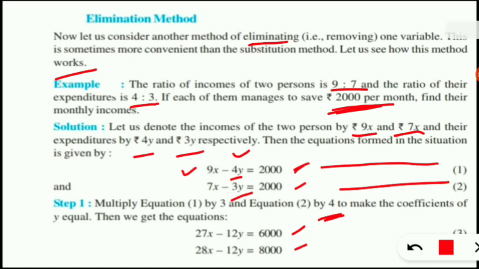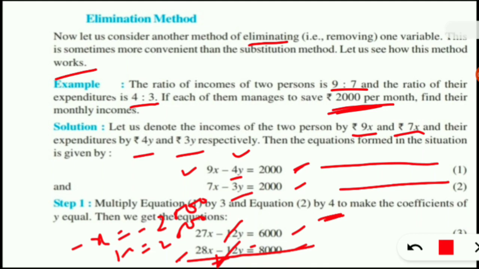Okay, now we subtract this, that means this is minus and this is plus. Clear? So minus 12y plus 12y cancel. Okay, and this is also minus. Here 27x minus 28x, that is minus x, equal to 6000 minus 8000, so minus 2000, so x equal to 2000. Okay, so the value of x equal to 2000.